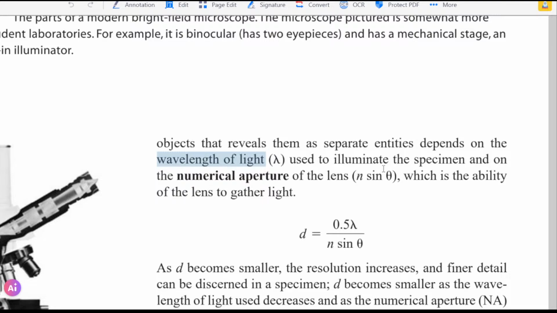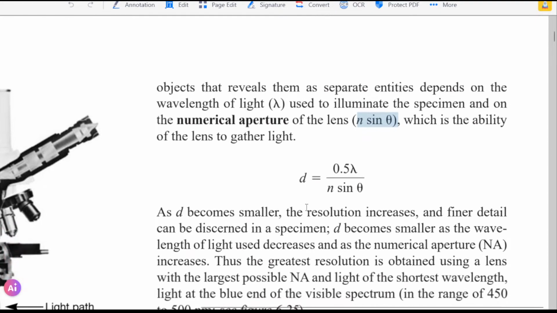Usually the smaller the wavelength, the higher the energy is, and the better it is for us to see the specimen, to illuminate the specimen, and the numerical aperture of the lens. Guys, this is the ability of the lens to gather the light. All right, he told us he said, how does it study the D and this lambda? It was on the numerical aperture of the lens. Yeah, it is all related to the lens, and that is n sine theta, which is the ability of the lens to gather light. I didn't understand a single word.